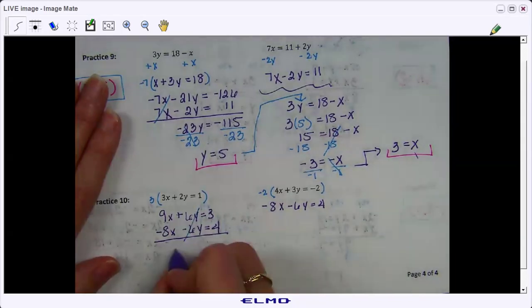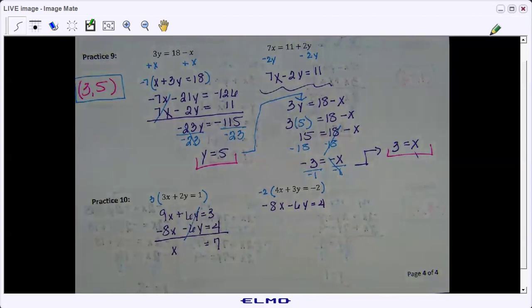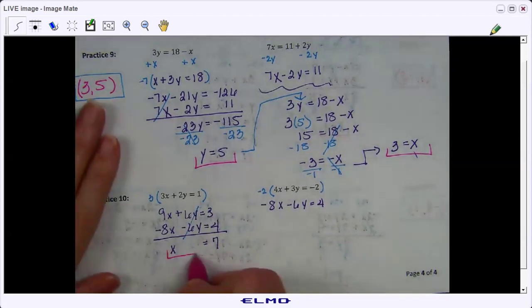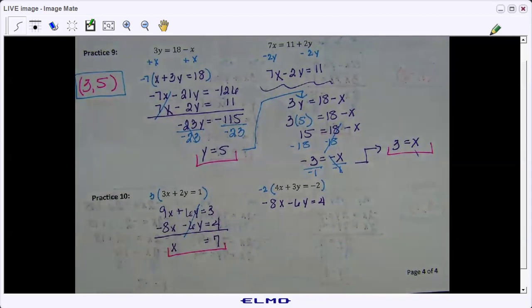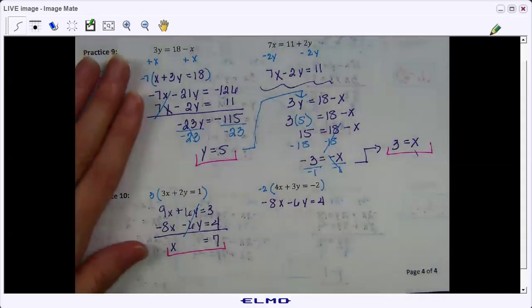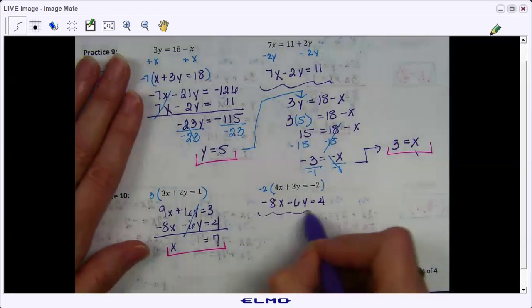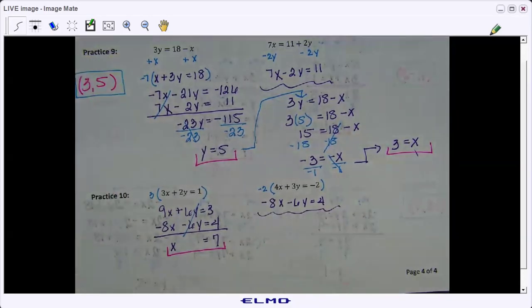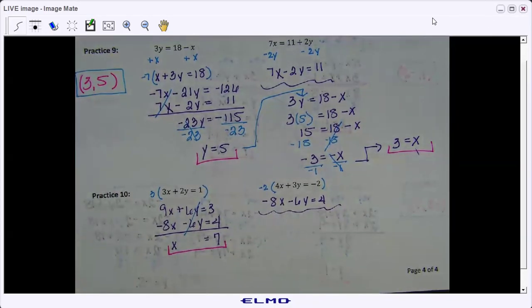This one is not as challenging after you get them stacked. Okay. So I want you to go ahead and finish solving, and then when we come back, I'll have the answer on the screen.